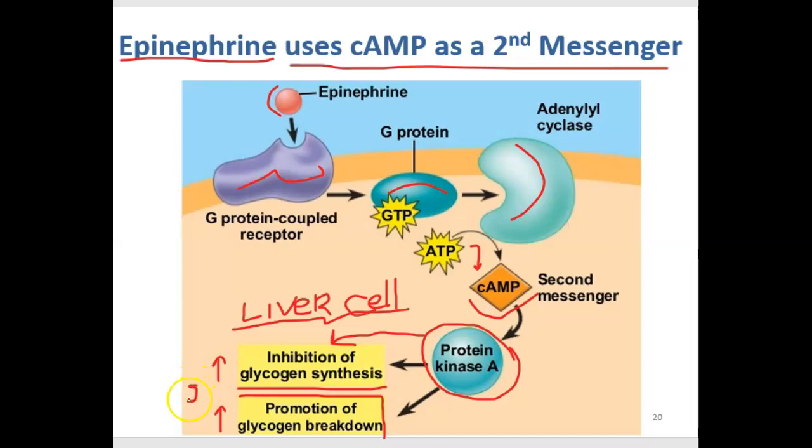So in response to epinephrine, I should say, the liver cell floods the blood with glucose, which only makes sense. You're going to need a lot of glucose to flee or fight when you're threatened, which is when epinephrine's released.